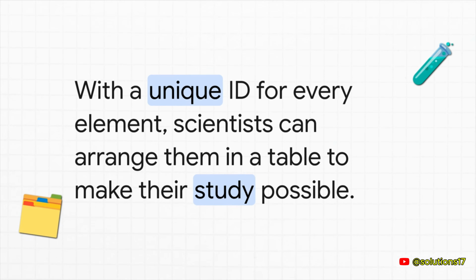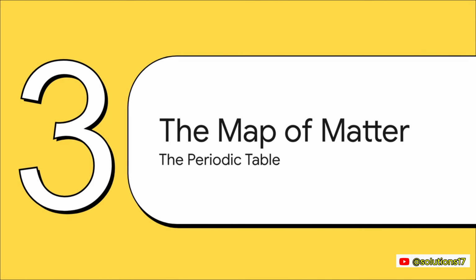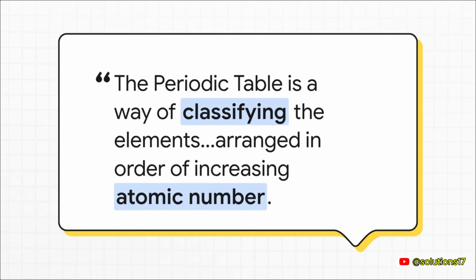Now that we know every element has its own unique ID number, we can finally start making sense of it all. We can bring some order to the chaos and build a system. And that system, well, it's probably something you've seen before. It's one of the most elegant and powerful charts in all of science, the periodic table of elements. But don't just think of it as a boring old chart from chemistry class.